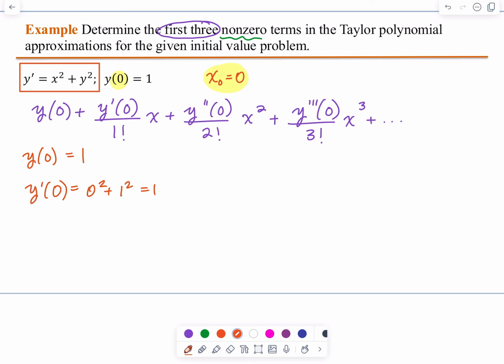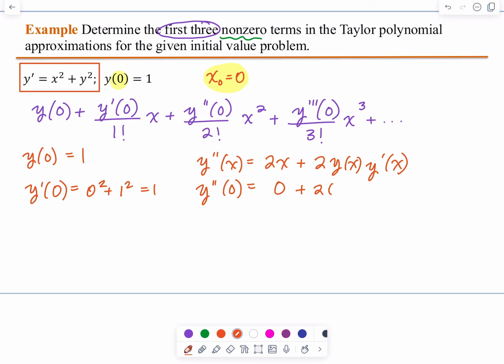So we are also going to need to find y double prime. Of course, we'll just take the derivative here implicitly. So we have y double prime of x is equal to 2x plus 2y of x multiplied by y prime of x, okay? And so we can have y double prime evaluated at 0, and you can see that 0 plus 2 times 1 times 1, and we come up with 2.